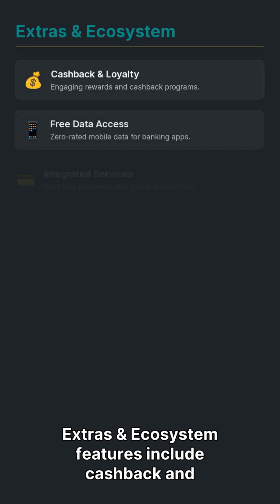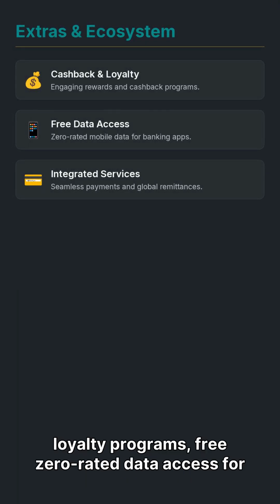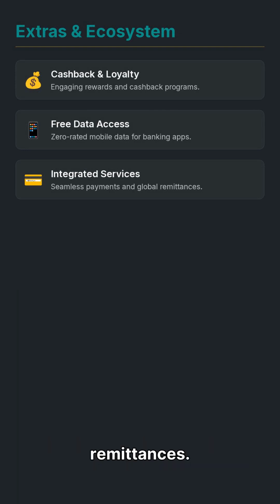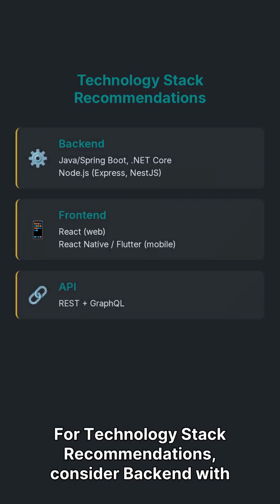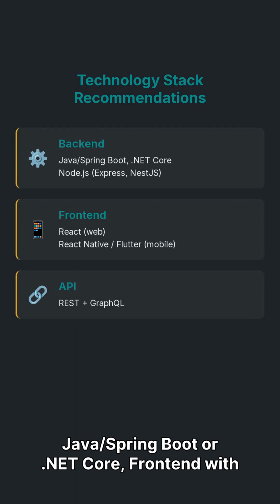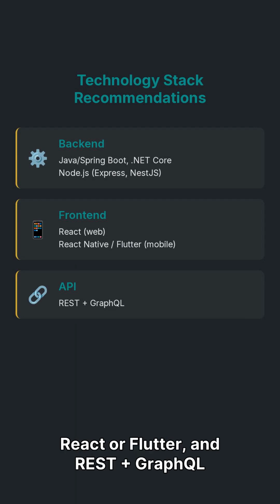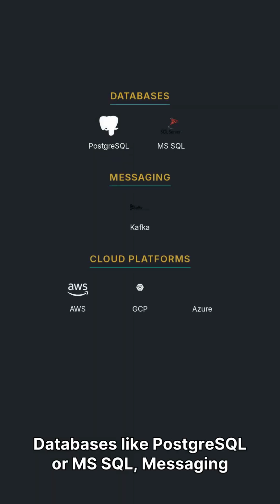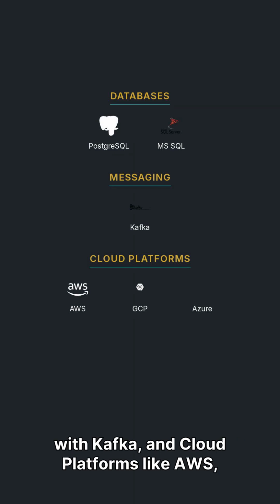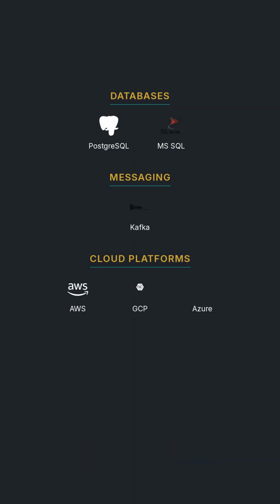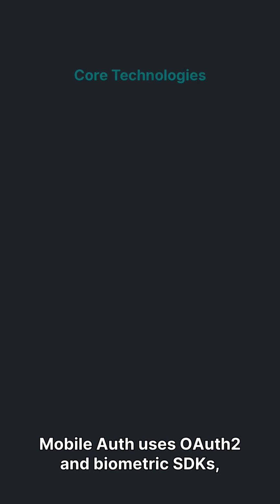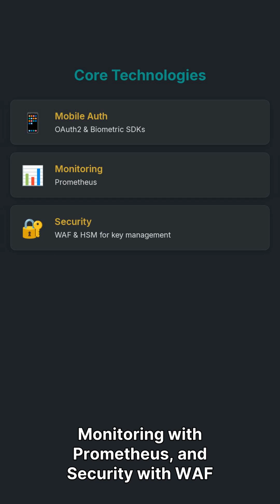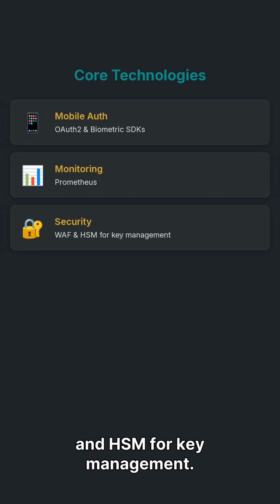Extras and ecosystem features include cashback and loyalty programs, free zero-rated data access for banking, and integrated services like payments and remittances. Technology stack recommendations. Consider backend with Java/Spring Boot or .NET Core, frontend with React or Flutter, and REST plus GraphQL for APIs. Databases like PostgreSQL or MS SQL, messaging with Kafka, and cloud platforms like AWS, GCP, or Azure are key. Mobile auth uses OAuth 2 and biometric SDKs, monitoring with Prometheus, and security with WAF and HSM for key management.